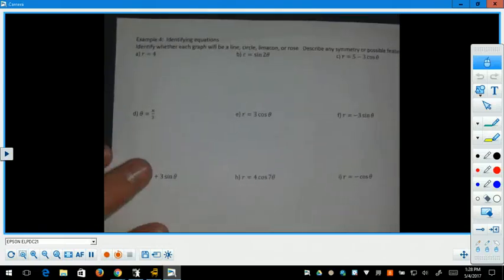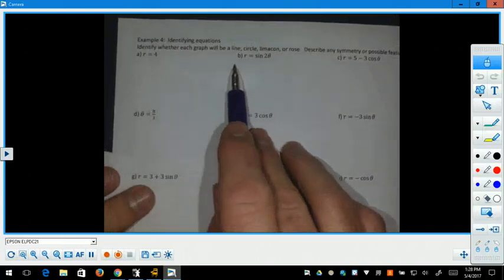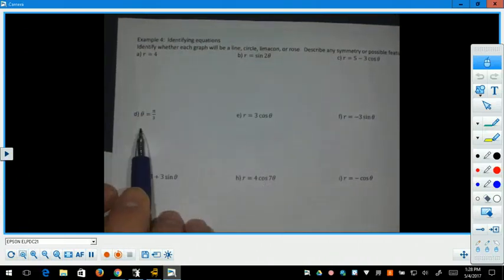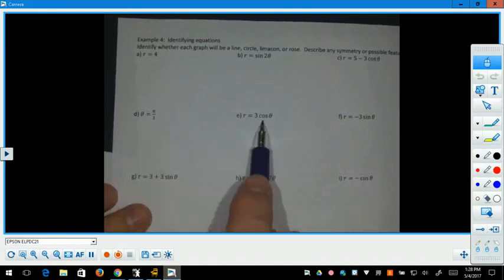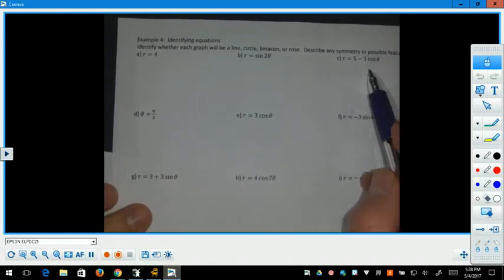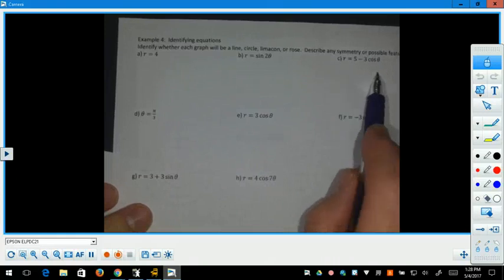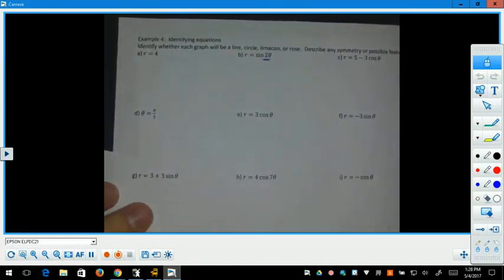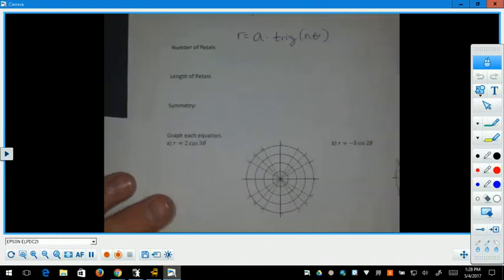Some of you already figured that out on the back because you knew which of these were lines versus circles versus limaçons. And this would be a rose because of the multiplier on theta. So some of you had already figured that out.